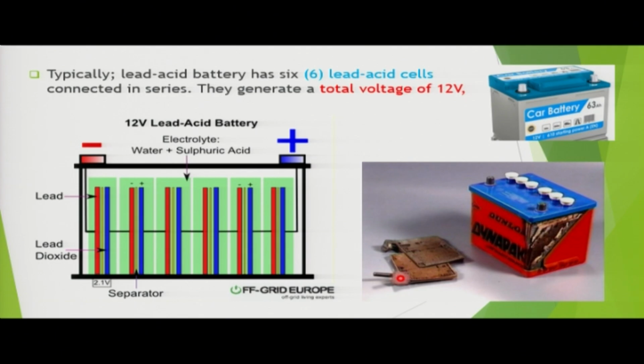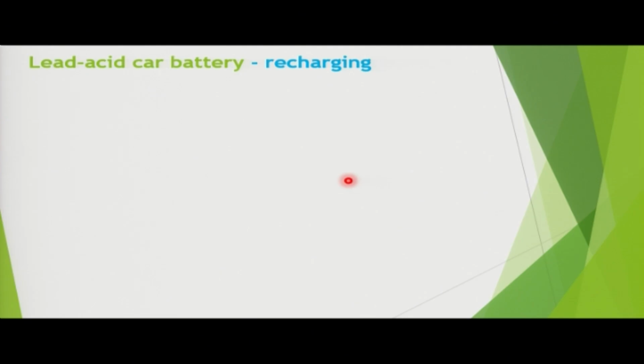This is the lead acid cell inside of this. Since there are 6 and each has a capacity of 2 volts, they give a total of 12 volts. So what happens when it is discharged and we want to recharge it? Recharging is simply the reverse of discharge.